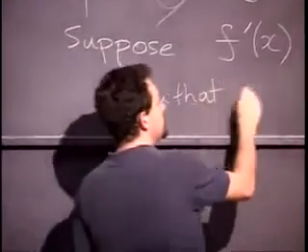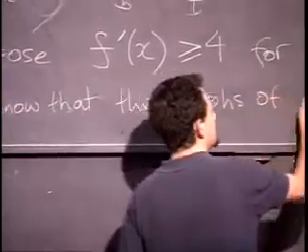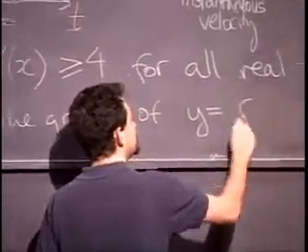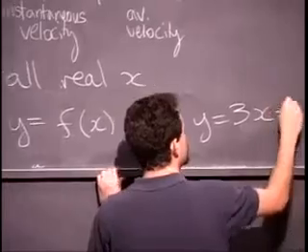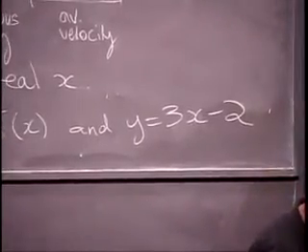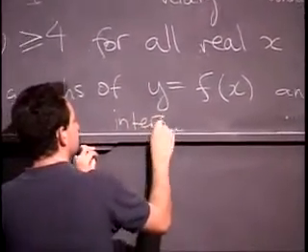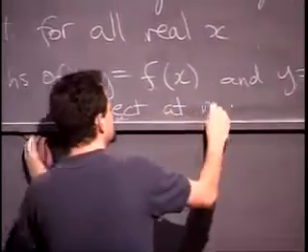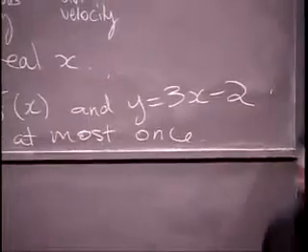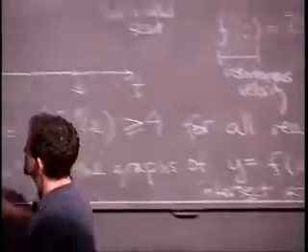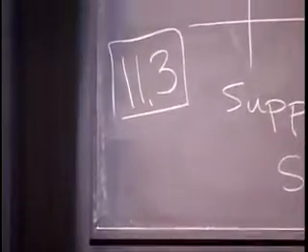Show that the graphs of y equals f of x and y equals 3x minus 2, is it minus or is it plus? It doesn't really matter, but yes. So that the graphs intersect at most once. And this is an example straight out of 11.3. I should have mentioned the whole mean value theorem is section 11.3 in the calculus Lifesaver.